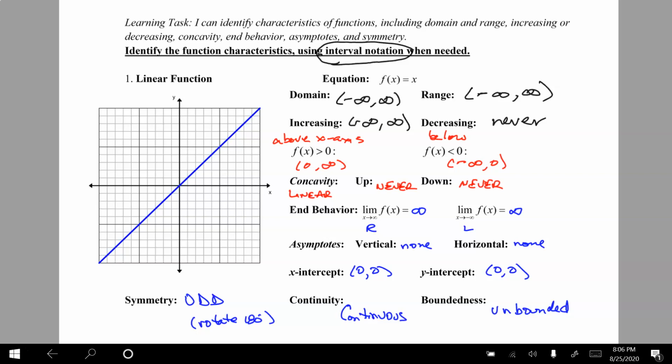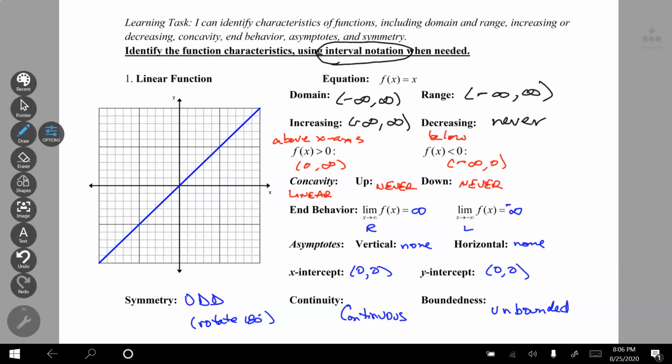Since it's linear, there's no concavity. The right side end behavior, as x goes to infinity, goes up to infinity. The left side goes down to negative infinity. Almost made a mistake there. No asymptotes. The x and y intercepts are both (0, 0).